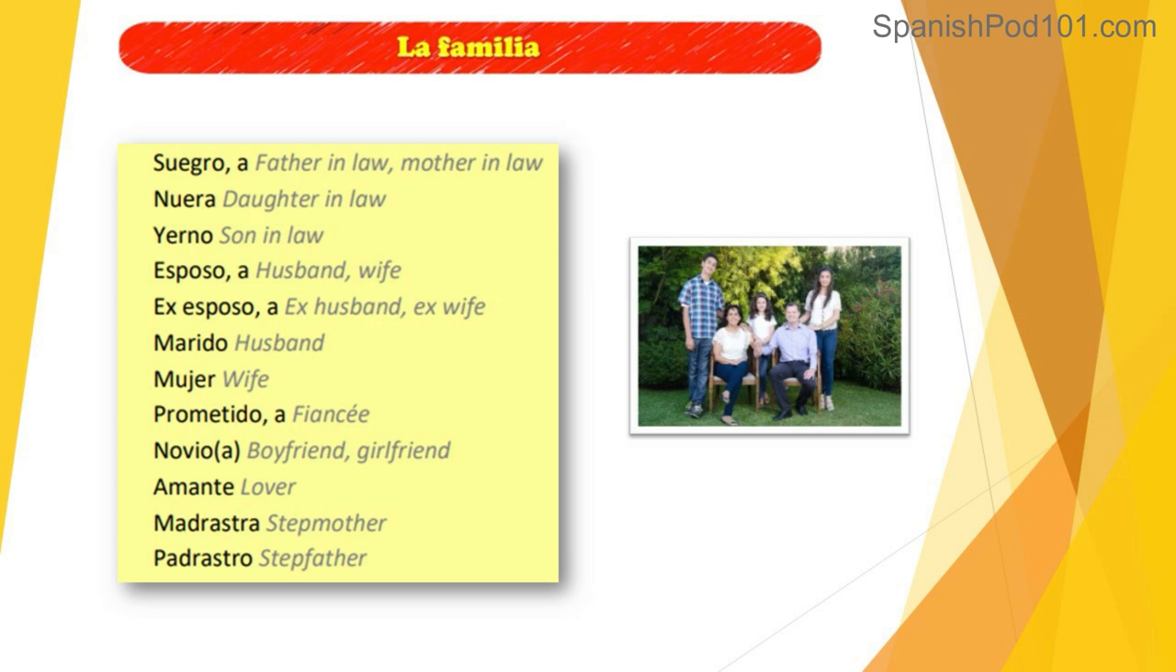Prometido, prometida. Prometido is fiancé, and prometida, fiancée. Novio, novia. Amante, madrastra, padrastro. Okay, that's a long list of vocabulary, but that's basically all the family members that you can possibly have, most family members that you can have in Spanish.